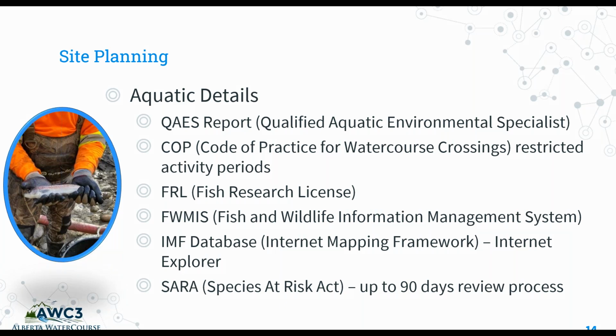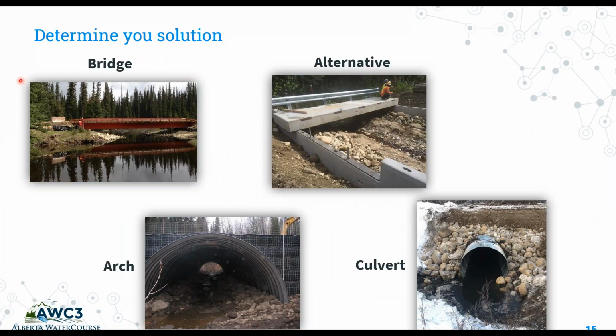So now that you've got your site plans, you know where your location is, you understand the creek characteristics, you understand your aquatic characteristics, you know you have a problem, you can determine your solution. Solutions can be a variety of solutions. We can look at bridges, alternative box culvert crossings, arches. You may be installing a culvert. But today we're going to talk mostly about restoration.